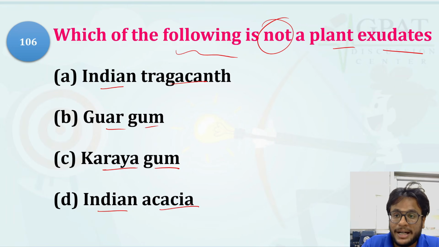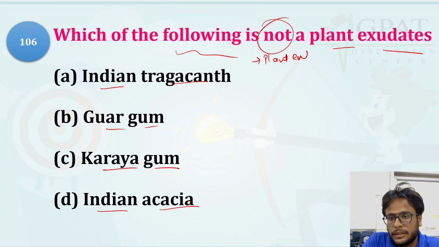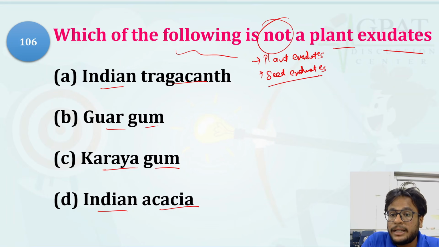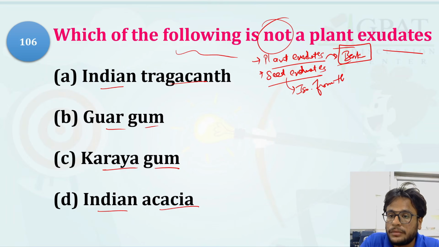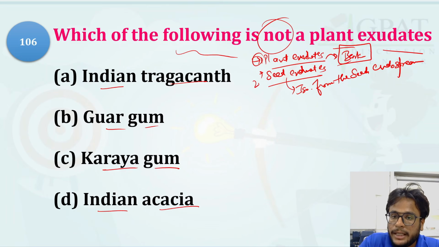So plant exudates are different from seed exudates. There are two things: the first one is plant exudates, and the second one is seed exudates. Plant exudates are the things that ooze out of the bark of the plant. But seed exudates are isolated from the endosperm of the seed. So there is a difference between seed exudate and plant exudate.